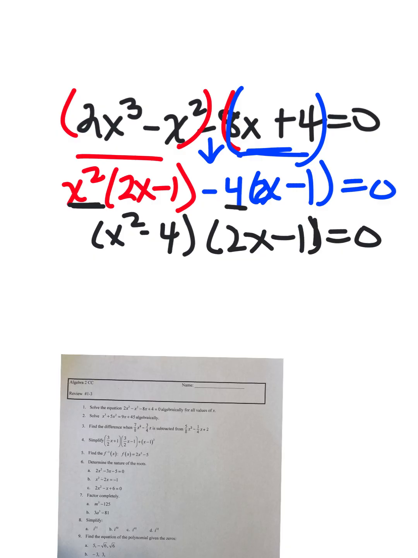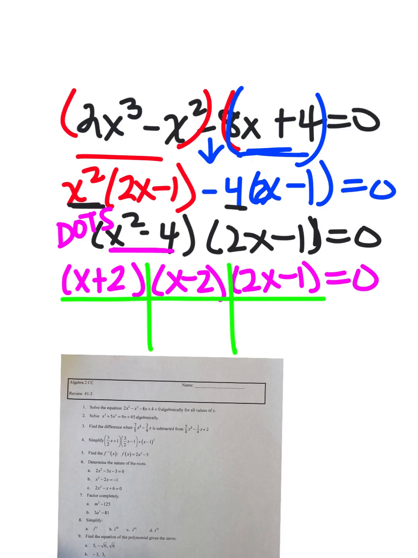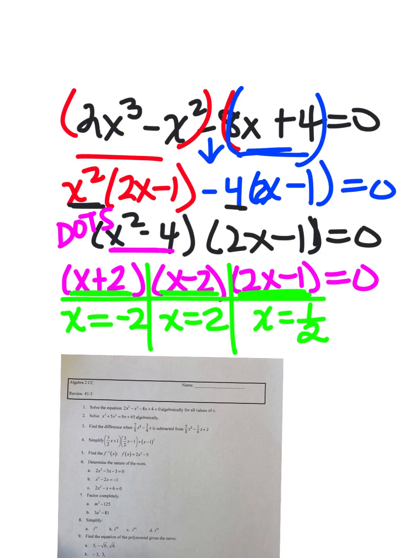And then I notice that this here, x squared minus 4, can be factored. That's the difference of two perfect squares. So we're going to get x plus 2 times x minus 2. Remember, this is dots. And then we have 2x minus 1 equals 0. Then we'll do our t-chart and solve for our x's. So for the factor of x plus 2, we get x equals negative 2. For the factor x minus 2, we get x equals 2. And for the factor 2x minus 1, add 1, divide by 2, we get x equals positive 1/2.